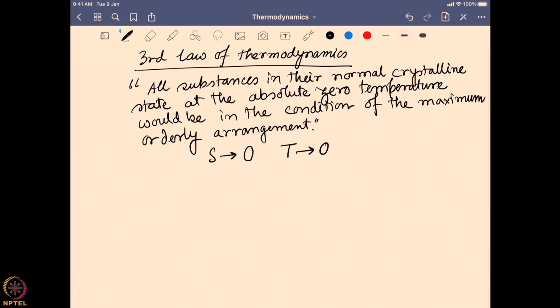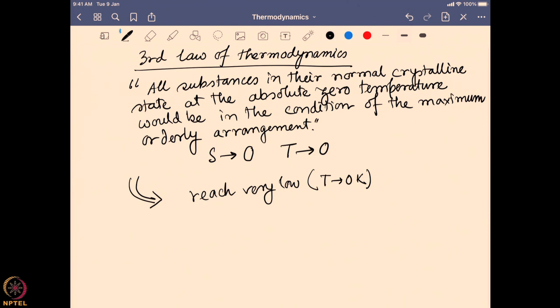And this is an important factor, because this third law of thermodynamics, derived from the entropy factor, gives us an idea how we can reach very low, almost close to zero Kelvin temperature. So that is an important factor of the third law of thermodynamics.